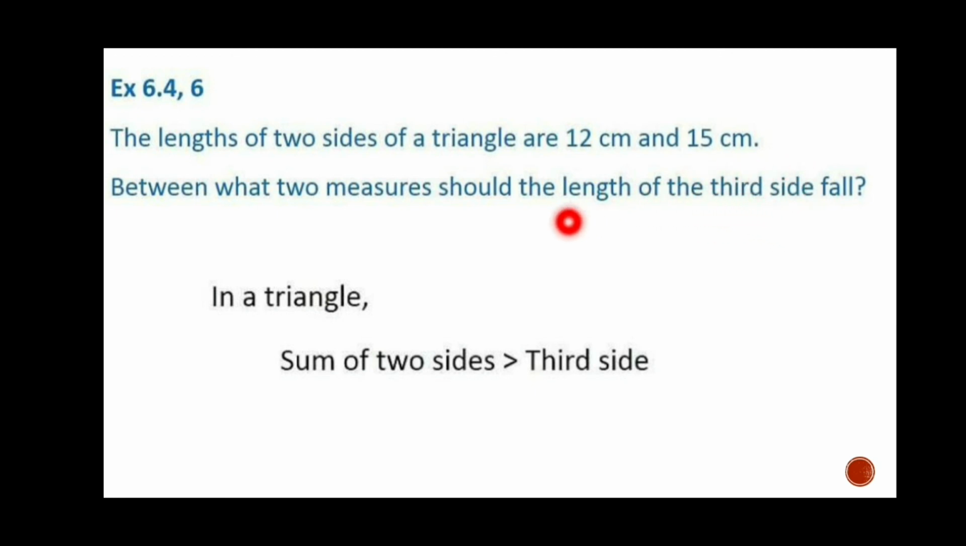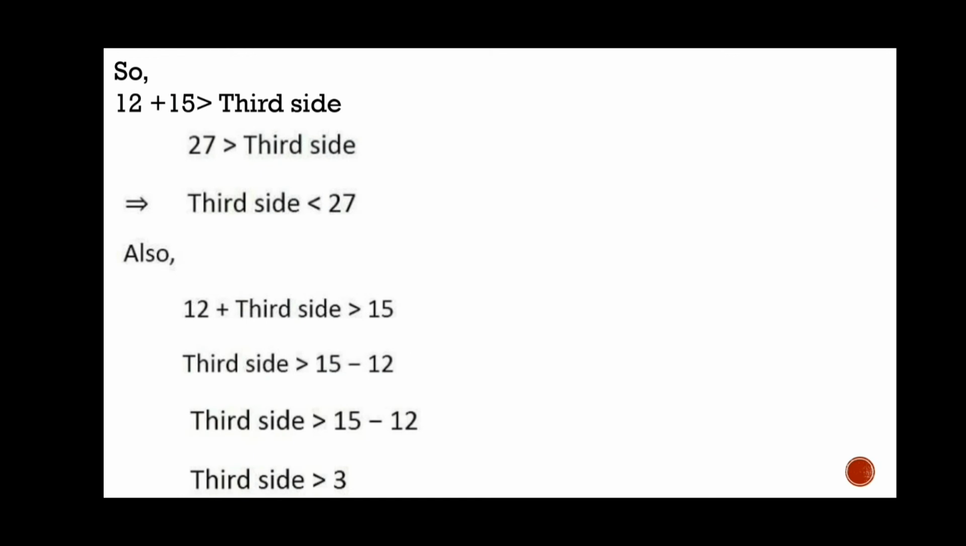So there are two methods of solving this question. One is given in your book, example number 4, just before your exercise, and the second method we are going to do in this video. In a triangle, we know the sum of two sides is greater than the third side. So first we take 12 plus 15, which is greater than the third side. Now 12 plus 15 is 27, so 27 will be greater than the third side, or we can write it as the third side is less than 27.